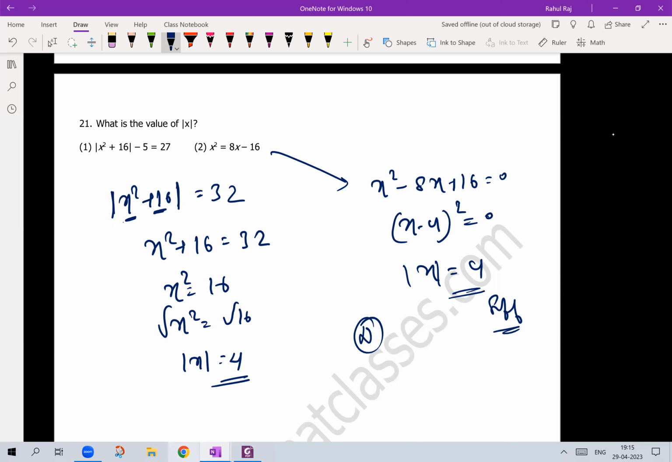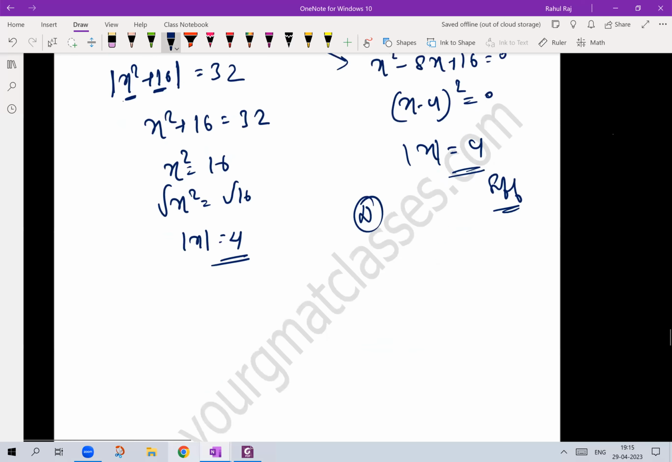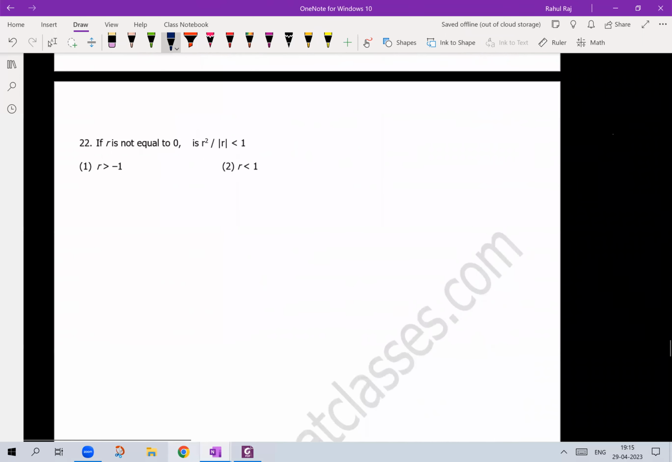Sufficient. Any doubt? Neha, is this clear? Yeah. Kashish? Yes. Question number 22, try. Take a minute. These are all logical questions. It should not take more than 1 minute at all.